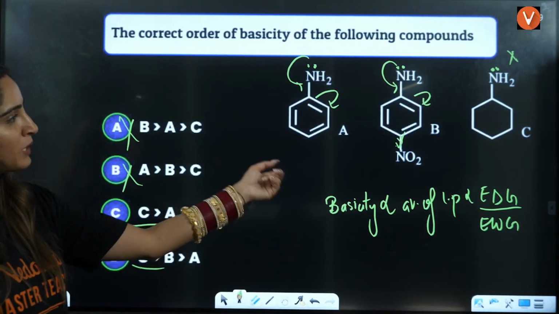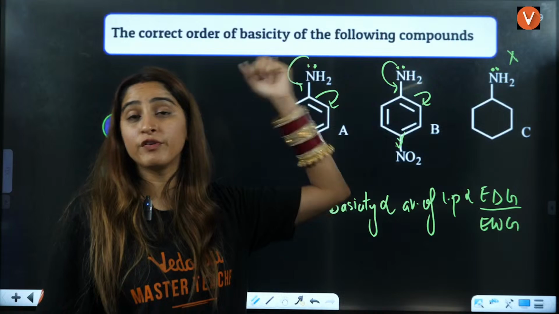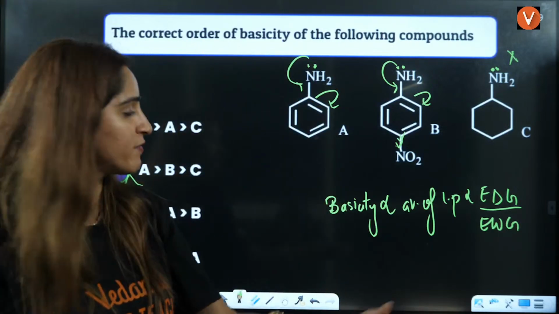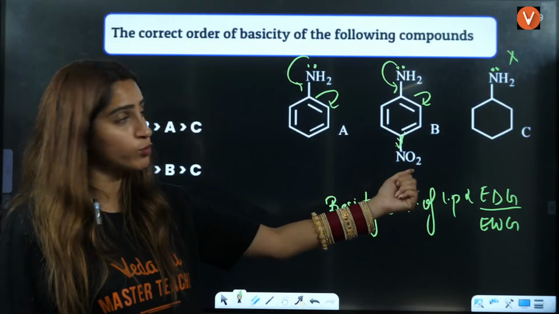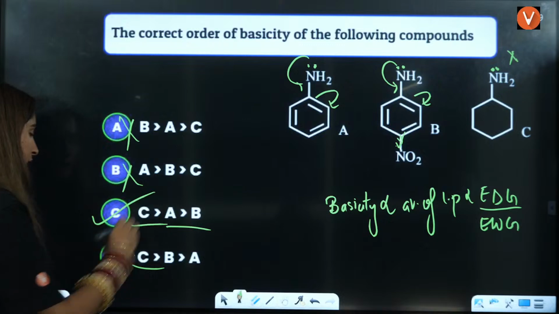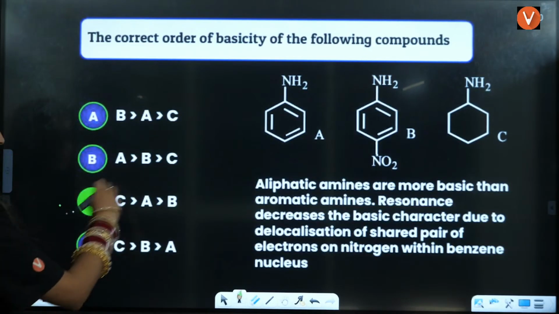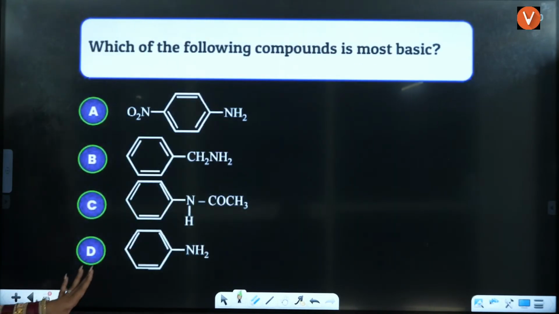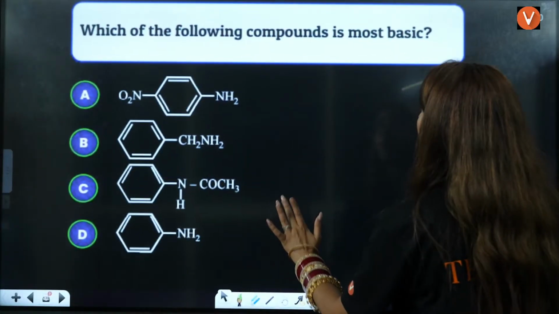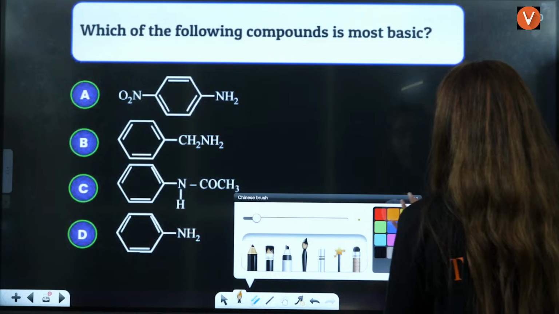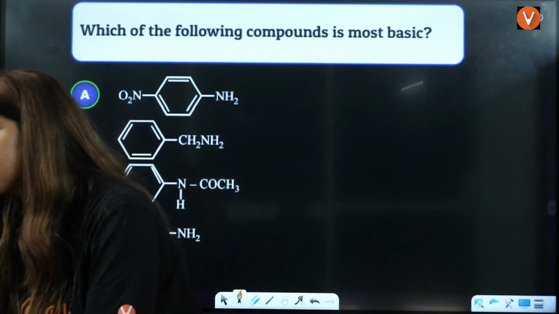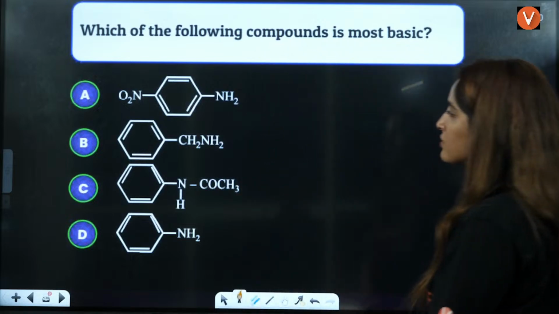Out of A and B, this is more electron withdrawing. That means electrons you are taking up. It wants to have more electrons, so the availability of lone pair will be less. So A will be more basic as compared to B. So that is why C is the correct answer here. Is that correct or not? Which of the following compounds is most basic? Everybody, which of the following compounds is the most basic here? Very good.